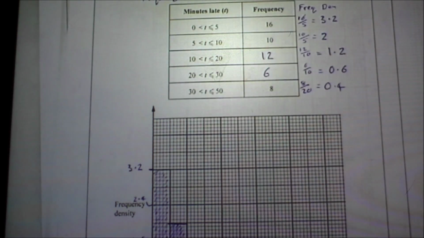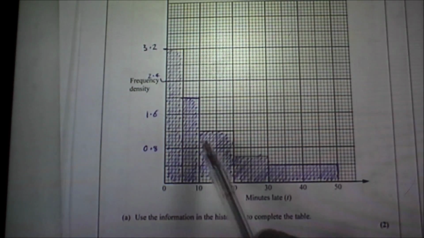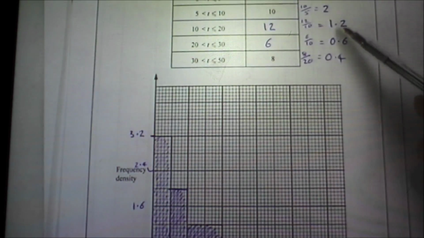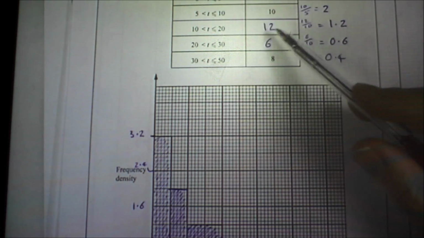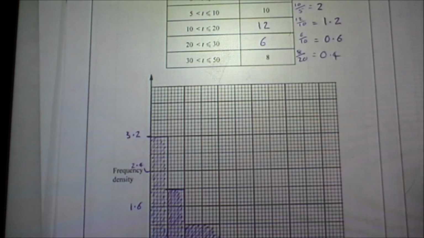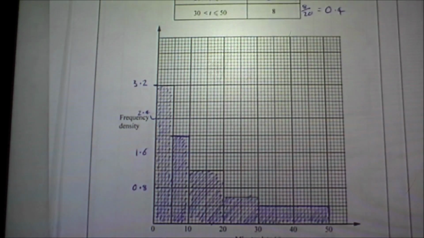You've got to work out what the frequency is for between 10 and 20. Hopefully you can see it, but you were given this in the exam paper. I've just shaded it in. It goes up to 1.2, so you know the frequency density is 1.2. So what over 10 is 1.2? Well, it's 12, and that's how you figure it out. Question number 7. Lots of these.